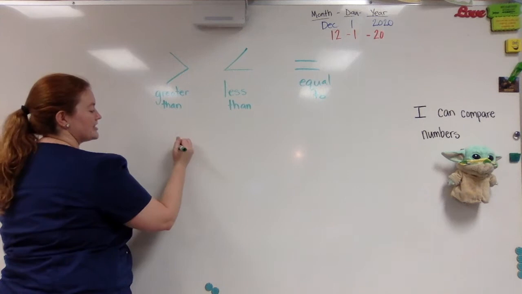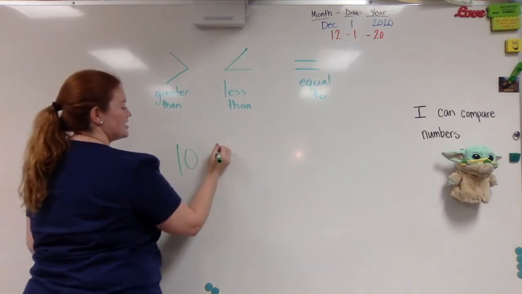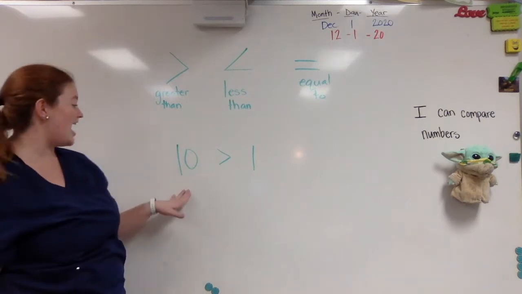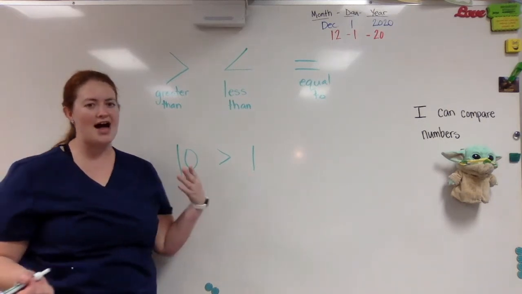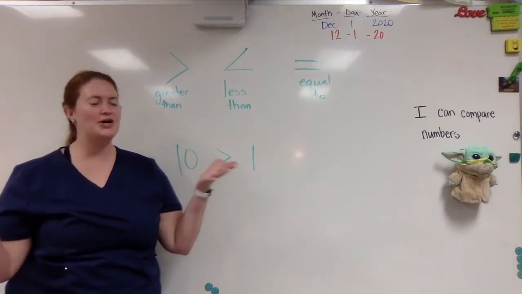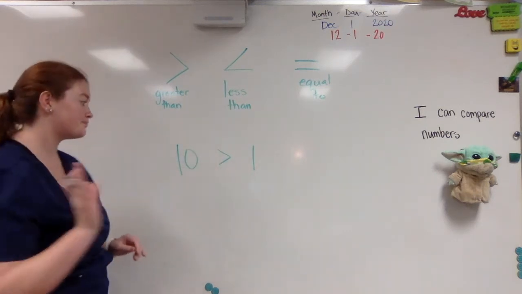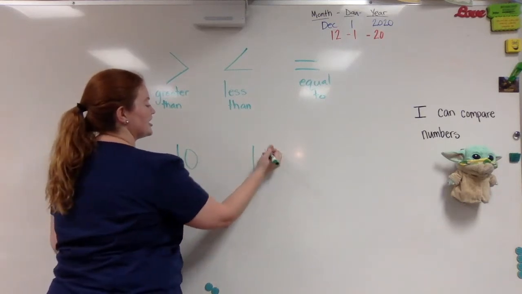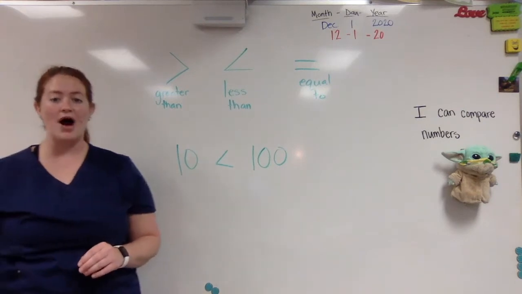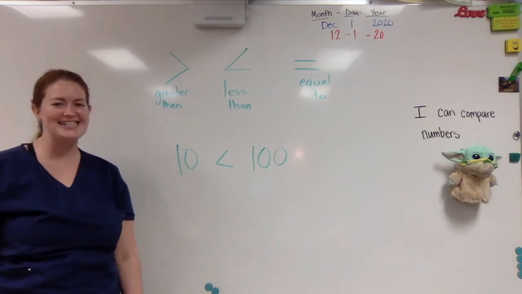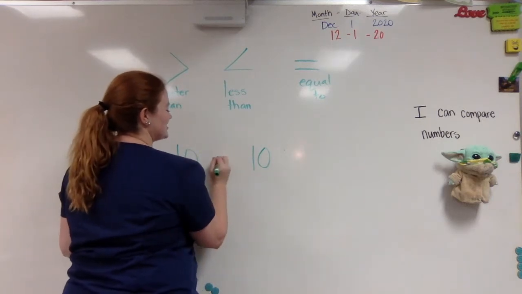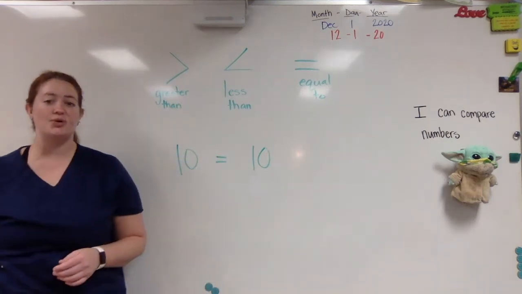If I had a number, 10 is greater than 1, I would read that sentence as 10 is greater than 1, right? Isn't that silly? It's a sentence. Who knew? It's just numbers though. Or I could switch it and say 10 is less than 100, right? What's the last one? Equal to. That's right. I could say 10 is equal to 10.